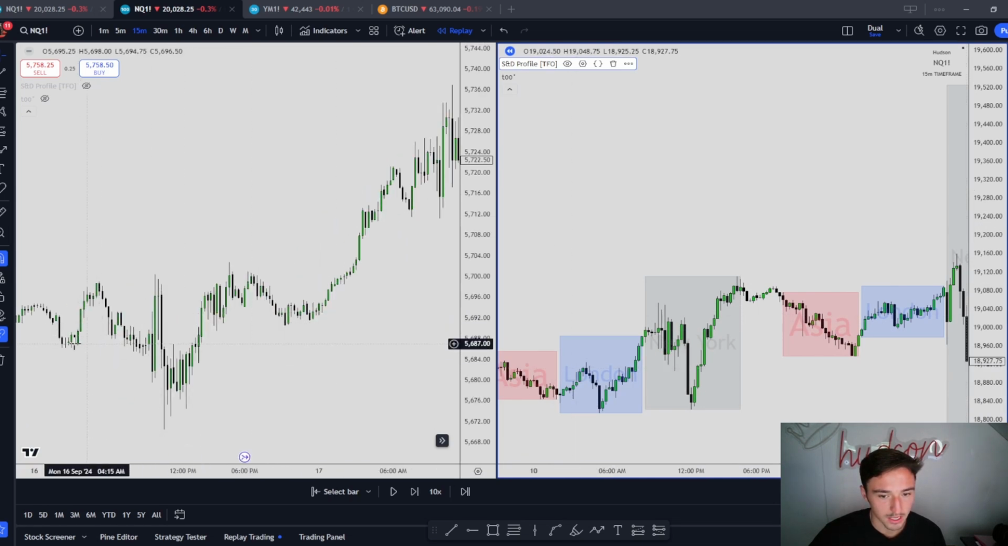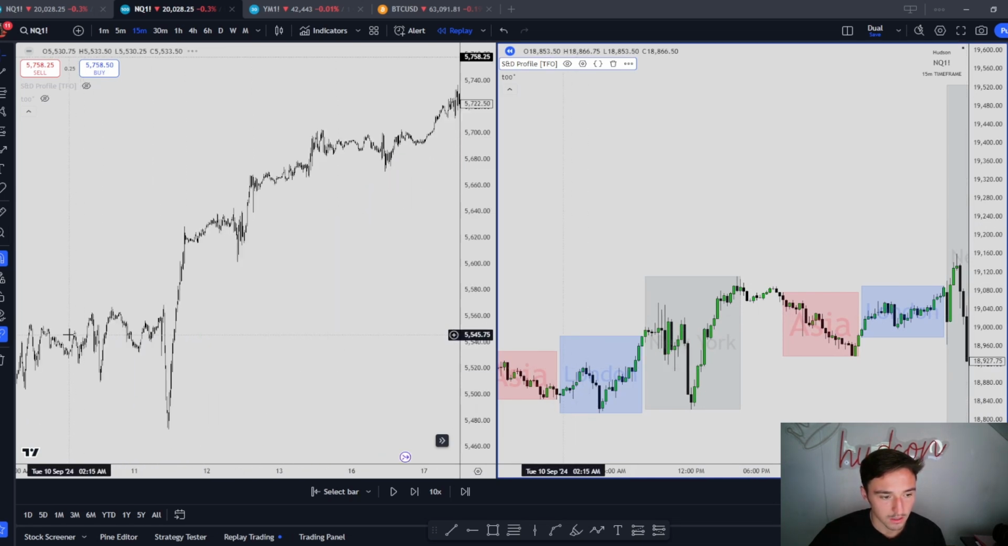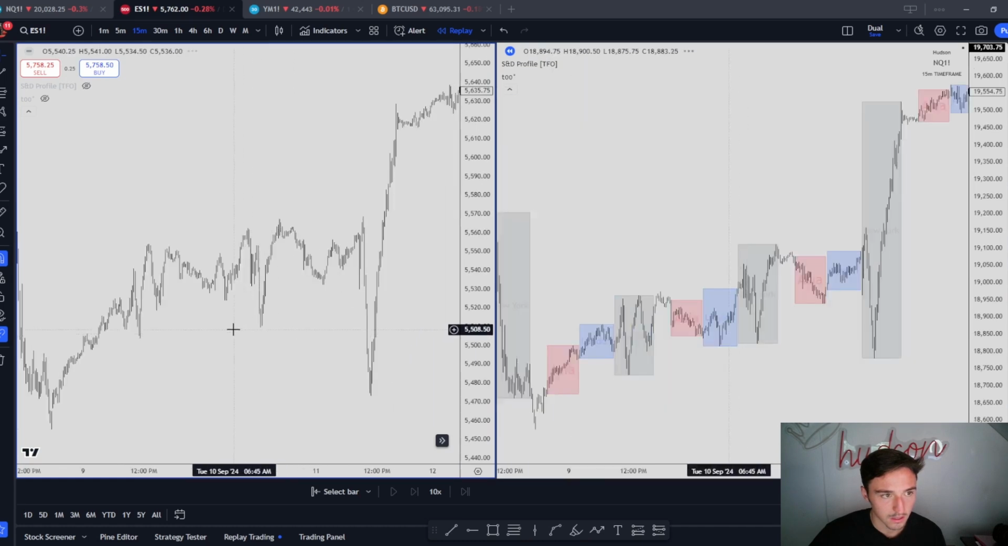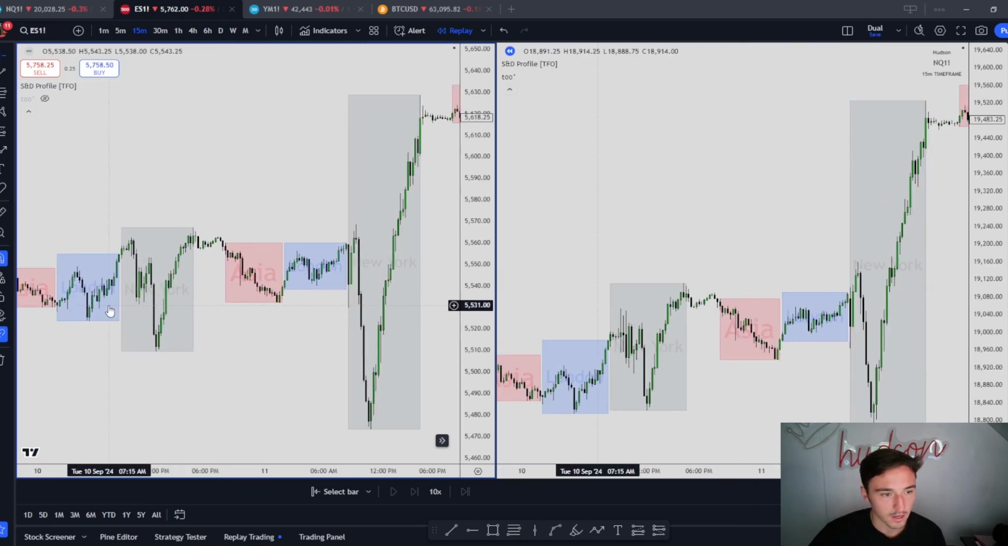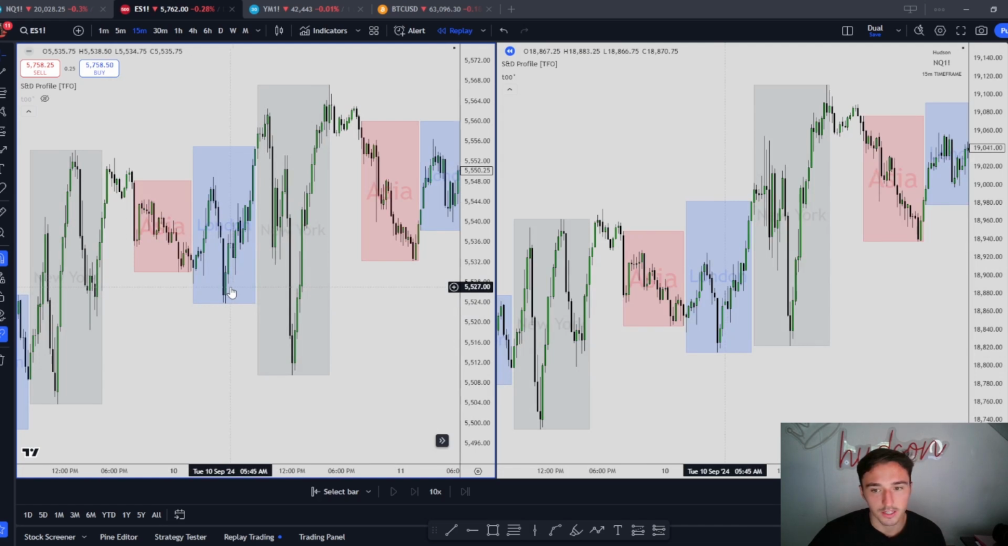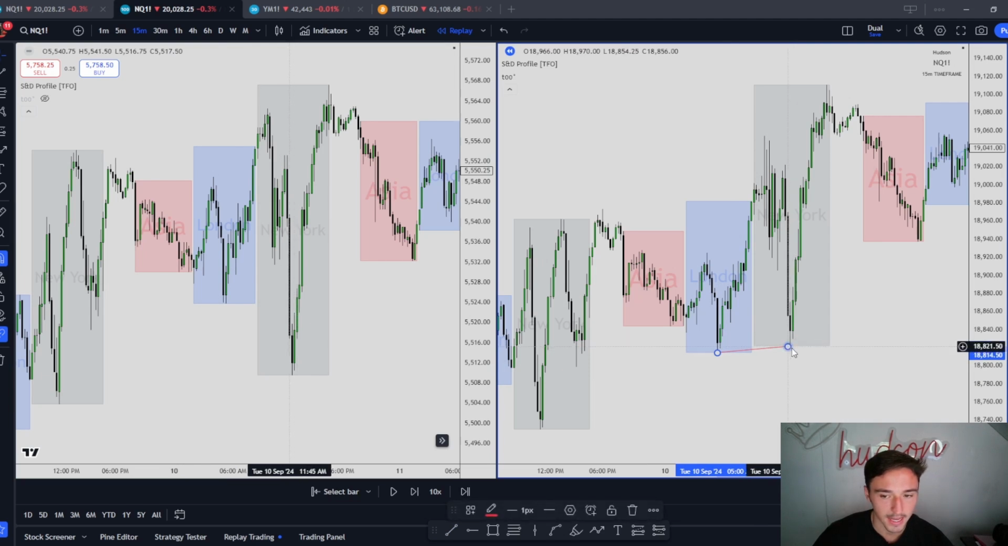Where is this? September 10th. So where are we? Right here, September 10th. What do we see with ES? ES takes both the high and the low of London. So we have this SMT. What does that mean? New York doesn't need to take out this low, on NASDAQ, sorry. New York does not need to take this low.